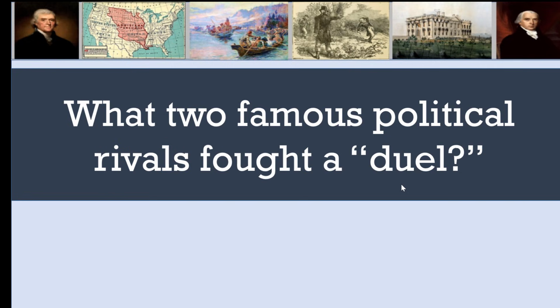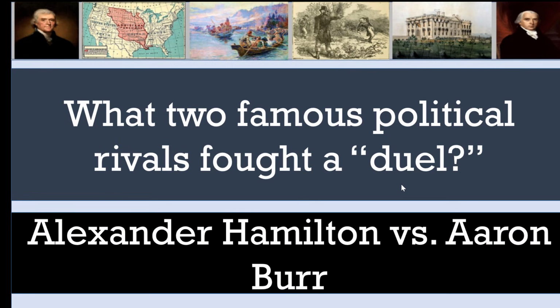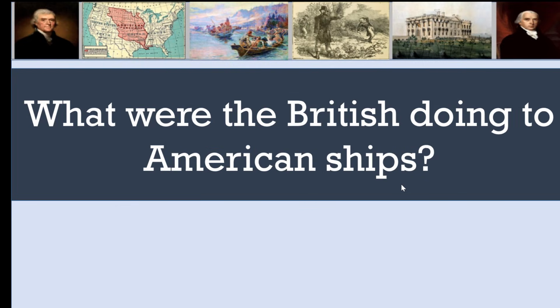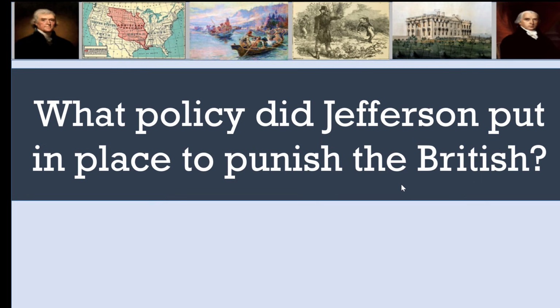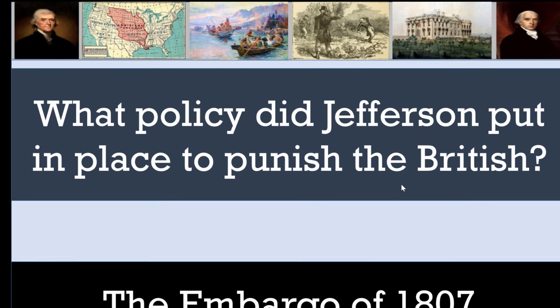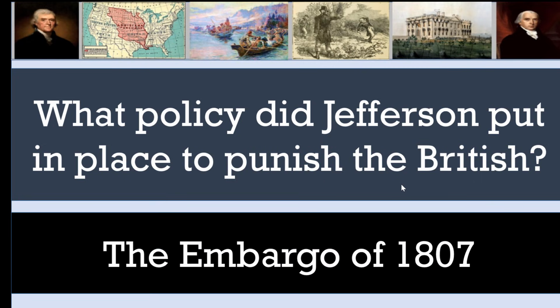What was the name of the Native American woman who helped this expedition? Sacagawea. What two famous political rivals fought a duel? Alexander Hamilton against Aaron Burr, the vice president. What were the British doing to American ships? Confiscating and impressing soldiers. What policy did Jefferson put in place to punish the British? The Embargo Act of 1807.